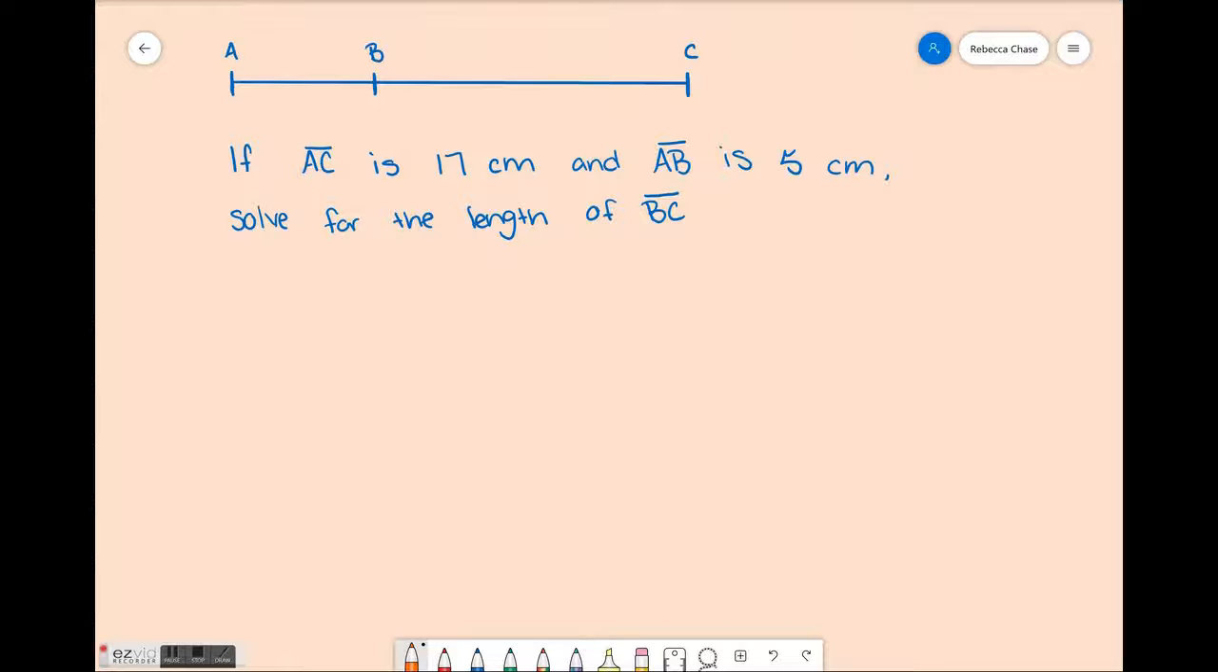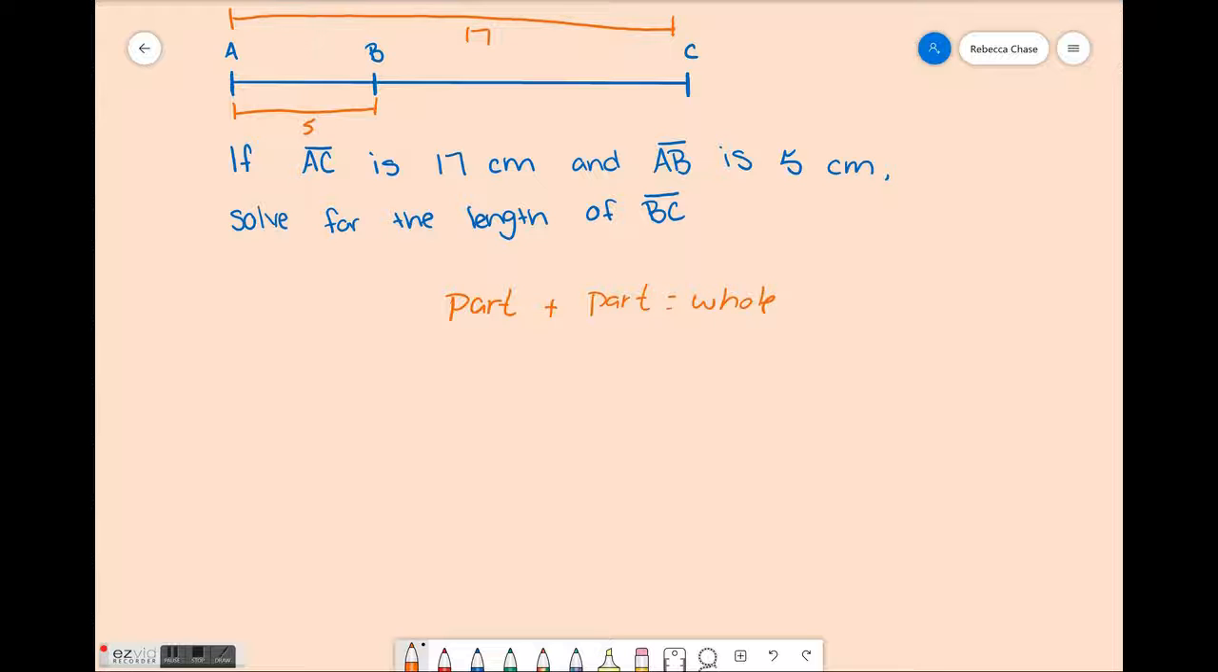Alright, so the second example, if AC is 17, so while we read through this, why don't we get in the habit of labeling it? Alright, so if AC, so A to C, is 17 centimeters, and A to B is 5 centimeters. Alright, solve for the length of BC. So this one's going to be a little backwards, so if we use the same concept, so part plus part equals whole.